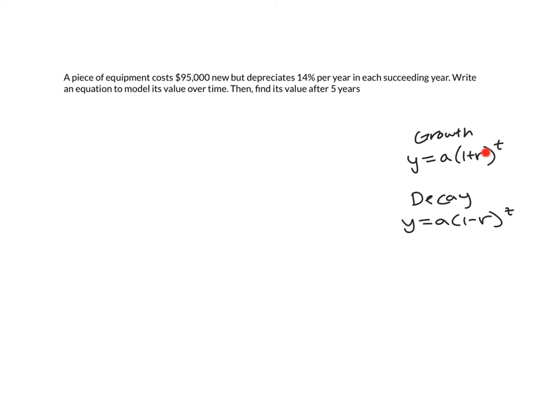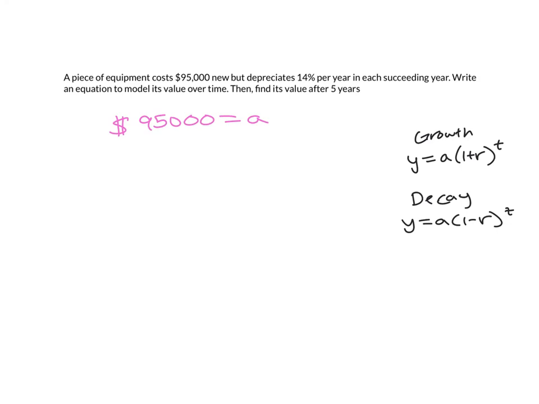And so if we have a number greater than 1 here in our equation, we can see that it's growth. If we have a decay problem, we see that we're going to end up with a number less than 1 as the base there. So in this example, we know that the equipment costs $95,000. That's the start of the problem. That is our A value.